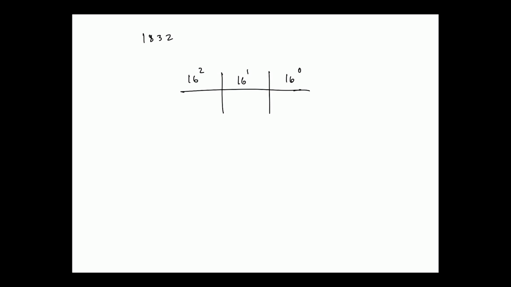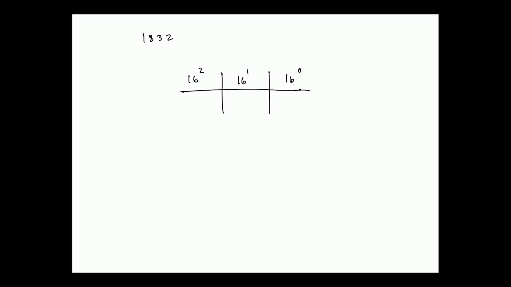Okay, so 16 to the 0 is my 1's place. Always have a 1's place. 16 to the 1st is my 16's place. And then 16 to the 2nd happens to be 256. So I'll have my 256's place. Okay, good?